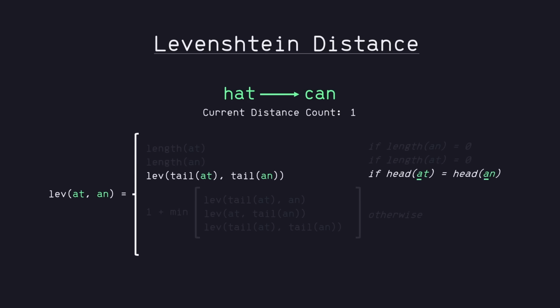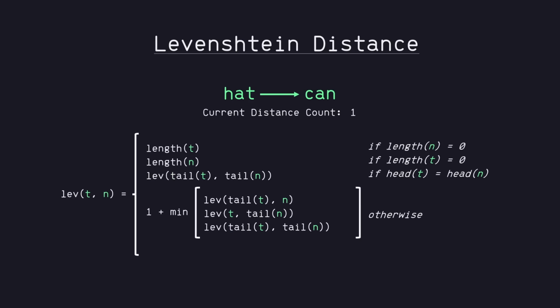So here, we don't perform any move since they both have the same letter, and hence, we don't add anything to our running edit distance. Let's simplify this call to the function again. So now, we're inputting the tail of AT and the tail of AN, which is just T and N.